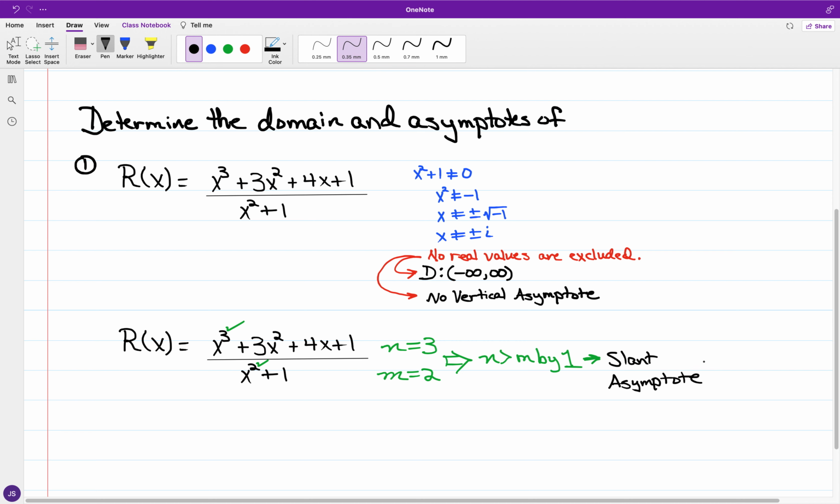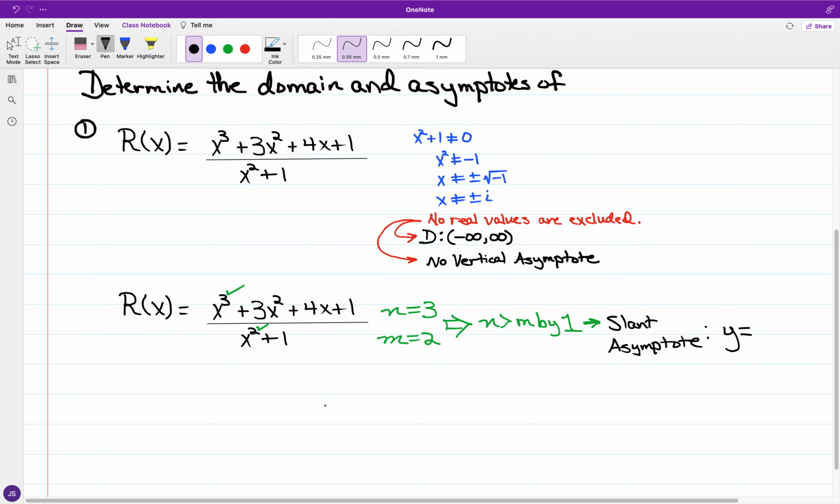And the slant asymptote is going to be a straight line that's going to be derived from the quotient of dividing the numerator by the denominator of the rational function. And if I could, I would use synthetic division, but because the divisor, namely the denominator, is of second degree as opposed to first degree in x, we had to perform long division.